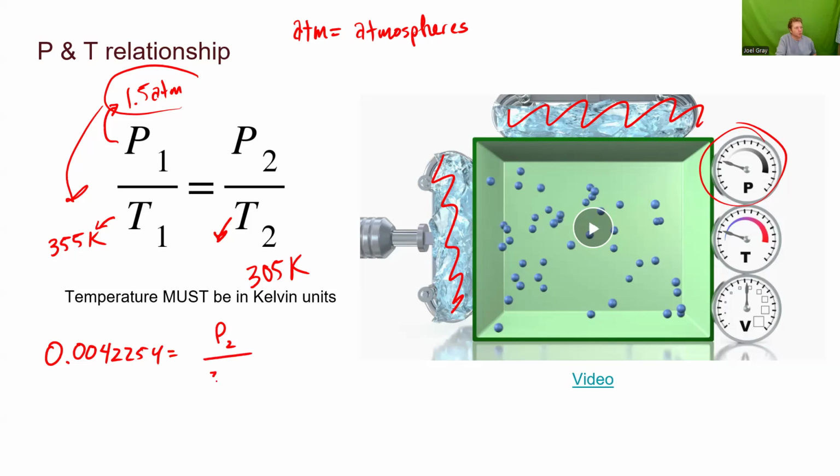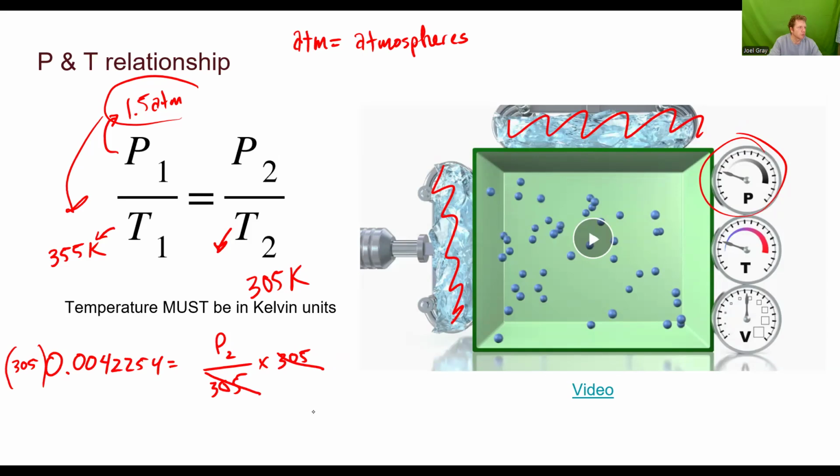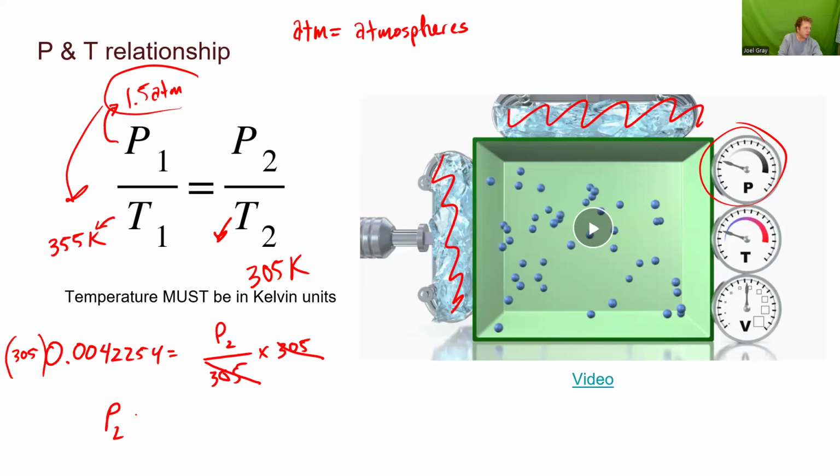P2 over 305. Okay, so now I'll multiply each side by 305 because that 305 is in the denominator. And when I multiply each side by 305, it gets rid of it here. And now I've got to put this in parentheses to say multiplied by 305. So now 0.0042254 times 305, and our pressure is 1.289. What are our units for pressure?